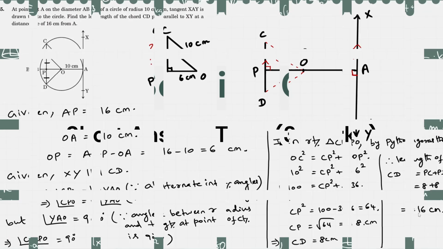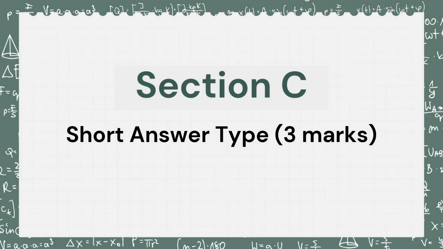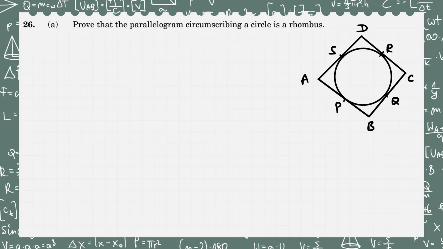Let us move on to the next. Let us solve section C, short answer type questions carrying 3 marks each. Sum number 26 has two choices. The first one is prove that the parallelogram circumscribing a circle is a rhombus. Okay, so what is given?